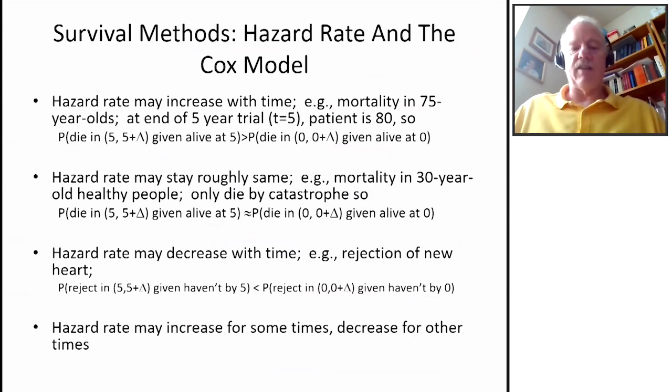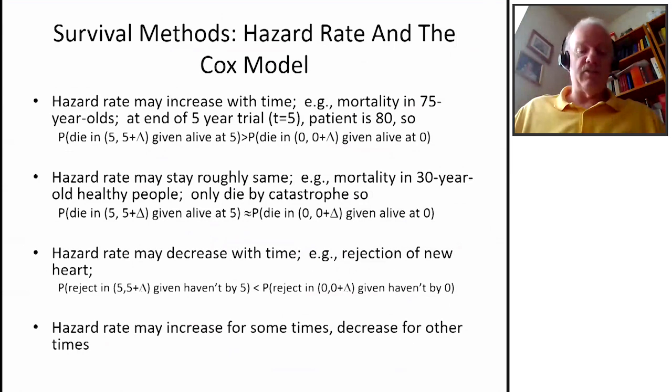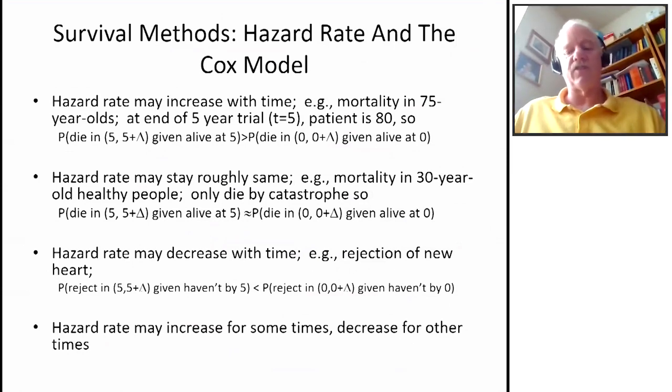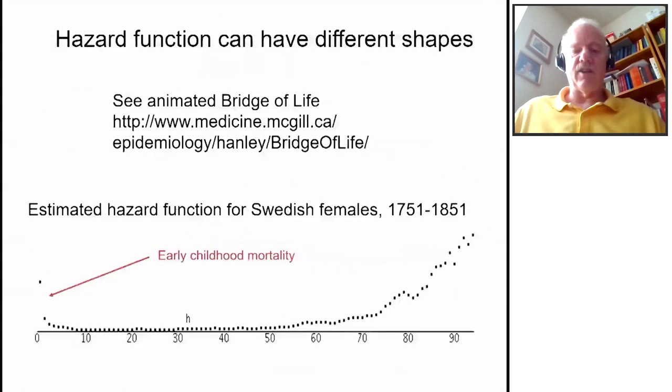If you've gone 5 years and you haven't rejected the heart, then there's very small probability that you're going to reject it at that point. So that's an example where the hazard rate is actually decreasing over time. Now, the hazard rate could increase for some part, sometimes decrease for other times, and stay the same for others. We don't really know what the hazard rate is going to look like.